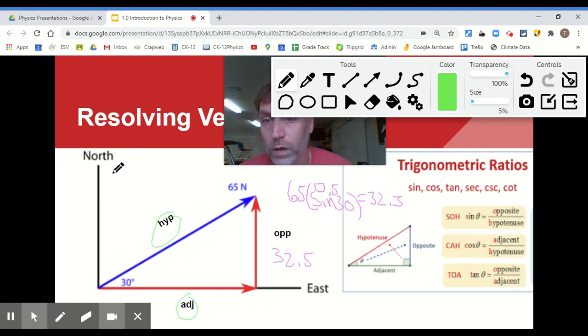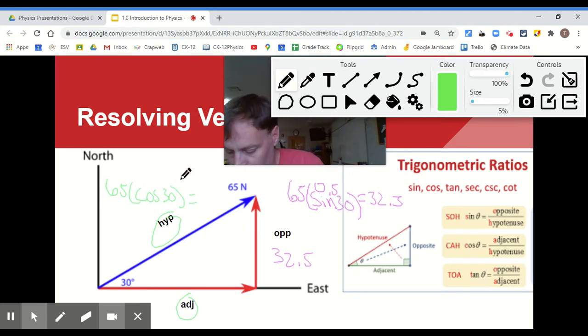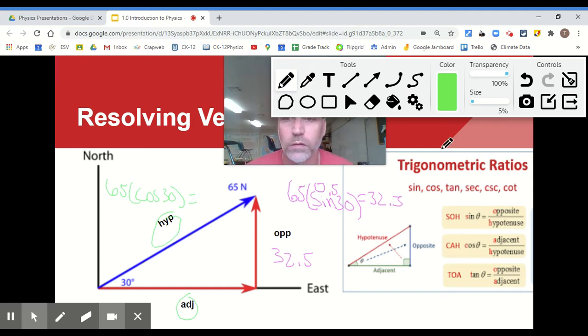So this one, the cosine, is going to be, again, we're going to use what we have, 65. We're going to multiply times, this time, the cosine of 30. So in our calculator, we'll hit 30, hit the cosine button, the COS button. That's 0.866. And then we're going to multiply that times 65. And that's going to be 56.3. So this side is 56.3. I told you those are meters, so we'll put little units on there.